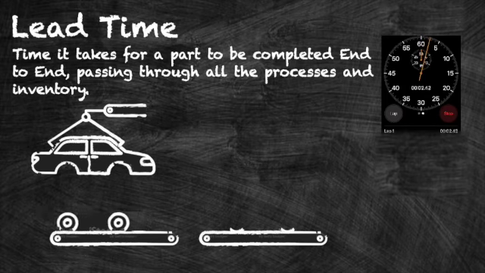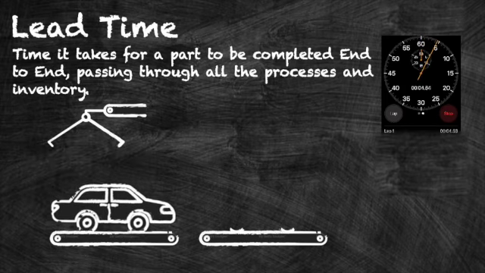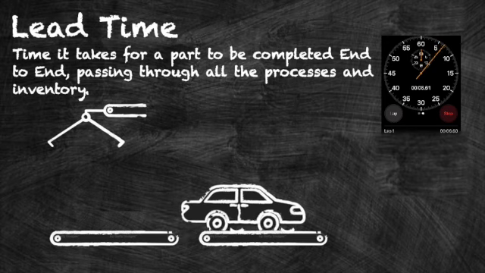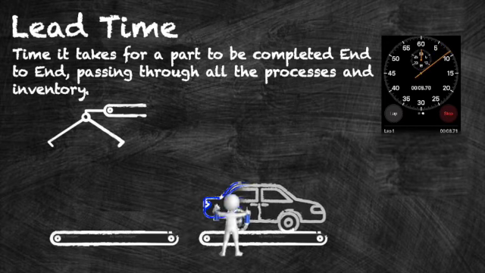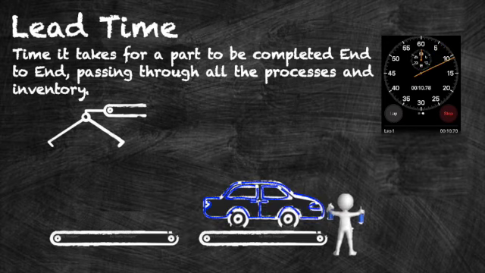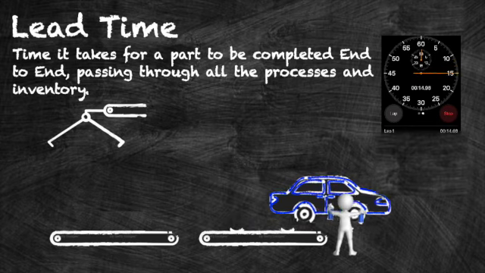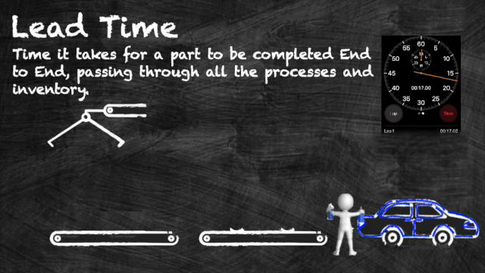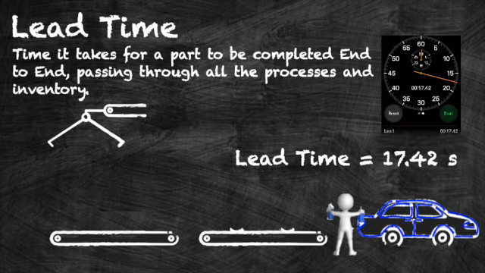We have the car, it's matching its pair of wheels. It's now moving to another station where paint is applied. It is now left for drying and it moves out of the production line. In this example, our lead time is the time from end to end, which is 17.42 seconds.